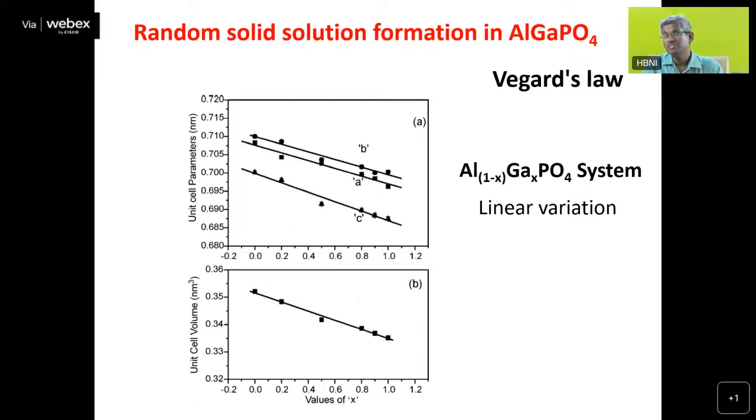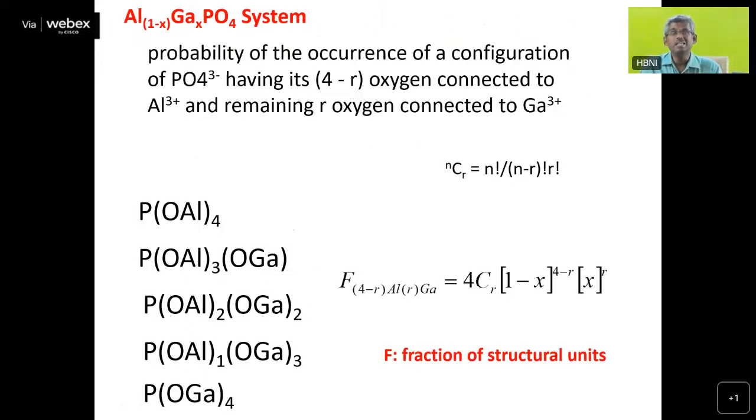For example, for stainless steel or other alloys, we cannot use it. Only if it forms a random solid solution, then we can use binomial distribution to evaluate the concentration of different structural units, and thereby you can predict how the NMR pattern of a particular solid solution will look like.